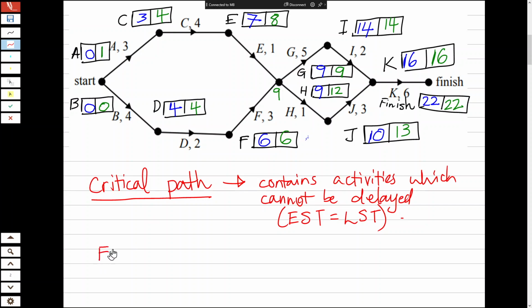The other thing I want to introduce is what's called a float time. The float time is the latest starting time minus the earliest starting time. So some activities will have float time of 0. Those are the ones on the critical path. So it's the critical path, D, F, G, I. I'm going to highlight the critical path for you. This is the critical path.